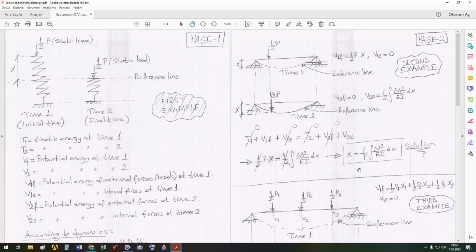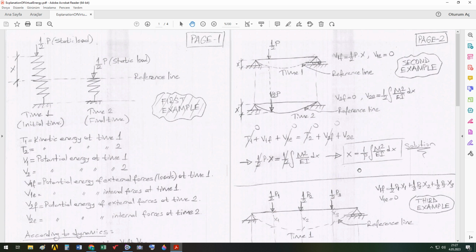In this video, I will explain the application of the virtual energy method. Actually, we use the virtual energy method or virtual energy principle to find the deflections, displacements or rotations because of applied loads. By applied loads, I mean single loads or distributed loads or single moments. Distributed moments are generally not applied on our structures.